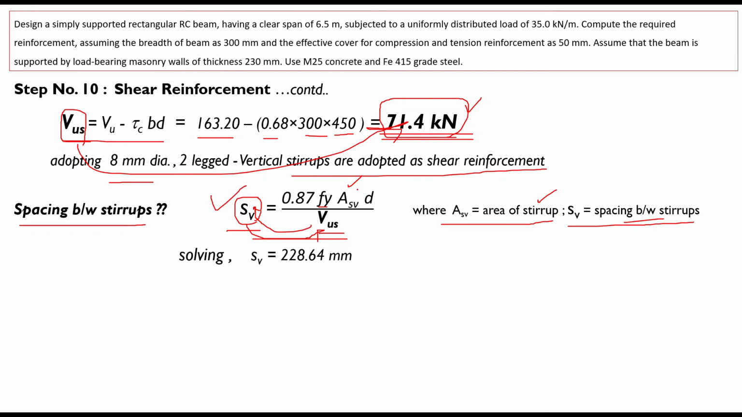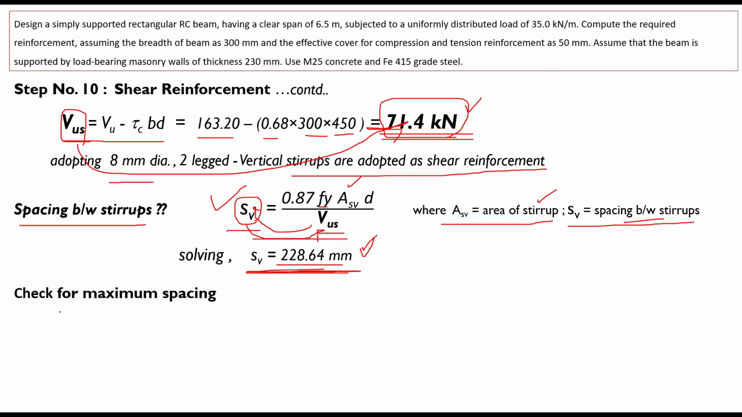So by putting all the values which we have available, we are able to get SV required as 228.64. So this is the spacing which is required between stirrups. This is the maximum spacing which we can go for. Because we can't go beyond this spacing, you can reduce the spacing from 228, but you can't increase the spacing beyond this. Otherwise, the section will not be safe in shear.